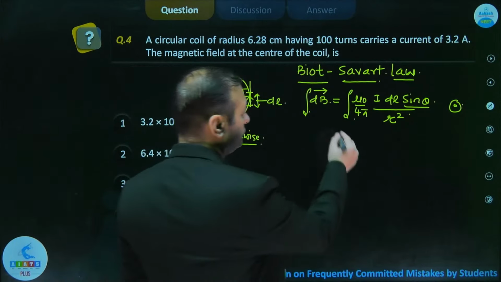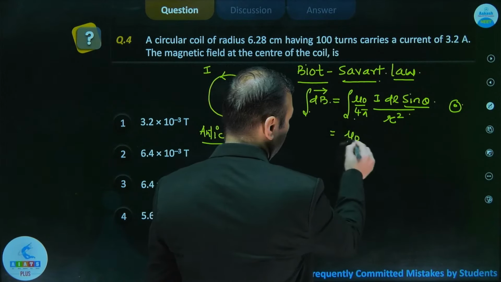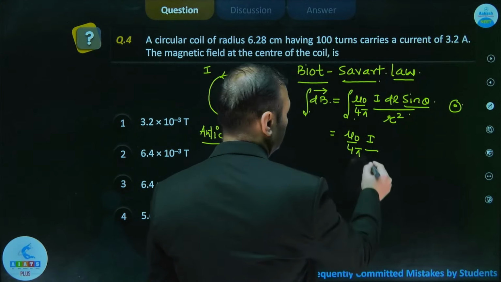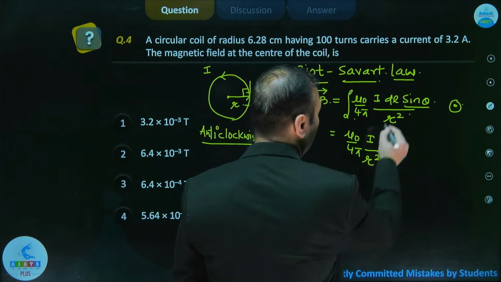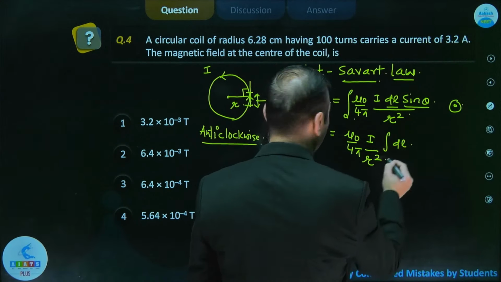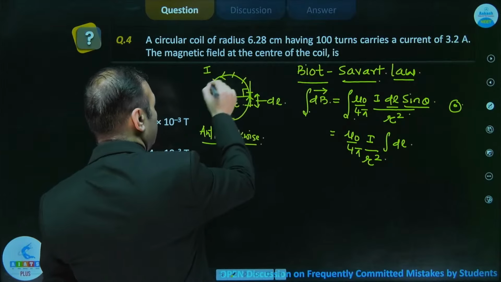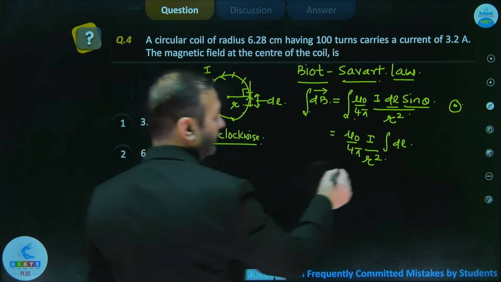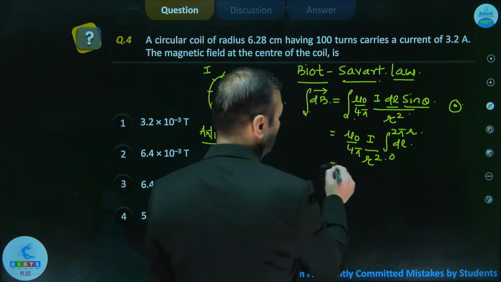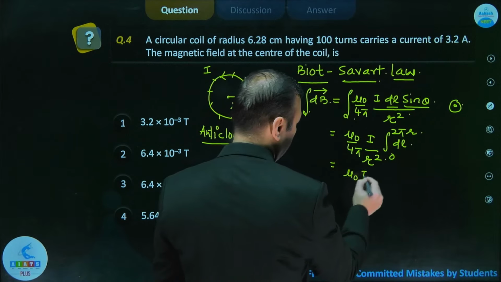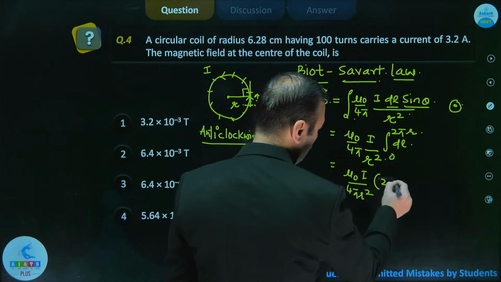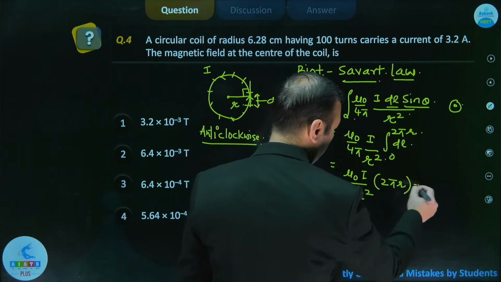Now, mu naught is constant, 4 pi is constant, I is constant, and this is r square, and you just integrate this dl part. When you integrate this dl, it becomes the complete circumference 2 pi r. So, it becomes mu naught I by 4 pi r square into 2 pi r.